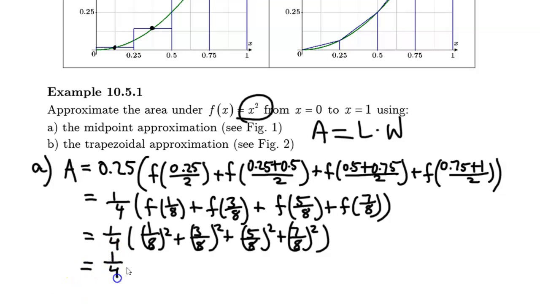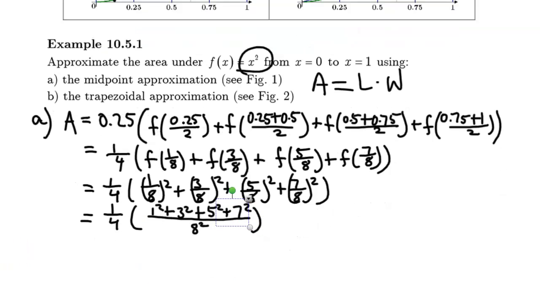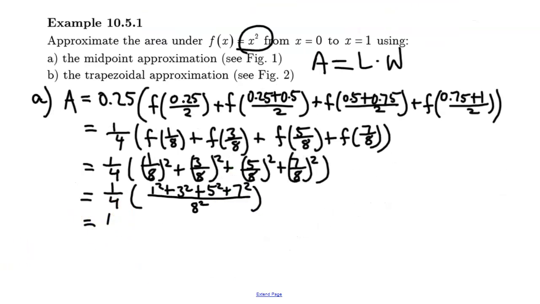So we end up with 1/4, and the denominator squared would all be 64. So this would just be 1 squared plus 3 squared plus 5 squared plus 7 squared, all over 8 squared. Okay, and just a couple more steps here. That's 1/4. 1 plus 9 is 10. 10 plus 25 is 35. 35 plus 49, which is 84. And that's all over 64.